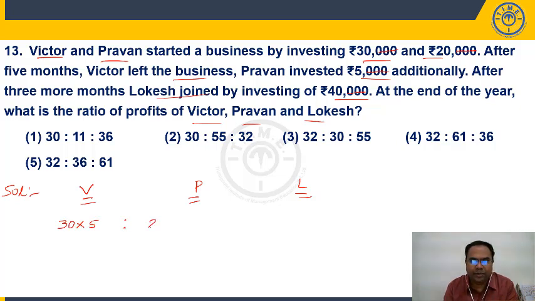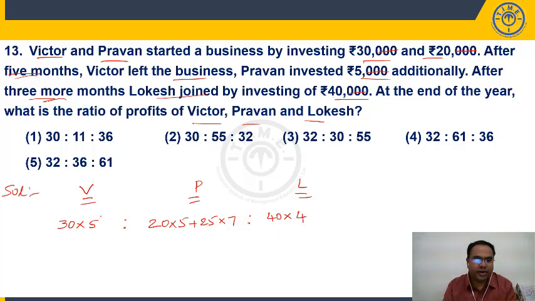What about Pawan? Pawan is having 20,000 for 5 months. Then he is increasing by 5,000. 25,000, we are ignoring 3 zeros, right? So 25. Anyways, zeros will get cancelled. So I am taking 25,000 for remaining 7 months. What about Lokesh? Lokesh joined after 3 more months. That means 5 months Victor left after 3 more months. That means 8 months are over. Lokesh has invested 40. 8 months are over for only 4 months.